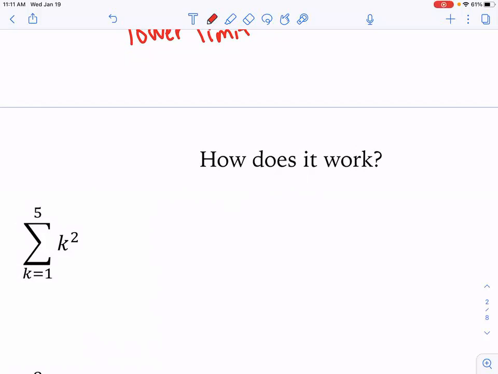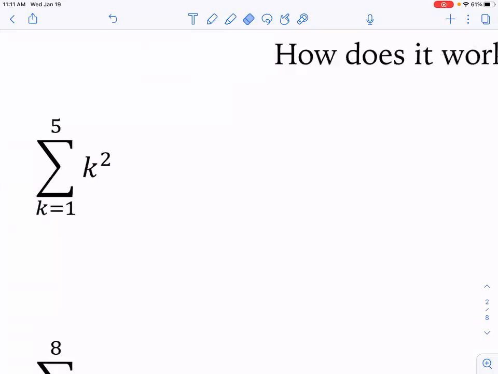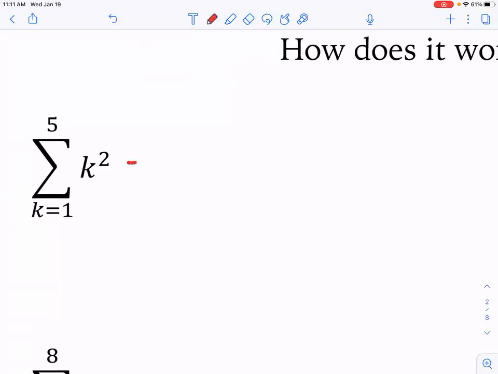I get it. Okay, so write this down. The sum from k equals 1 to 5 of k squared. Notice how this is a k and there's a k in here. That's a good sign. Those should match. It's a problem if they don't match. So if I ask you to write it in summation notation, they should match.